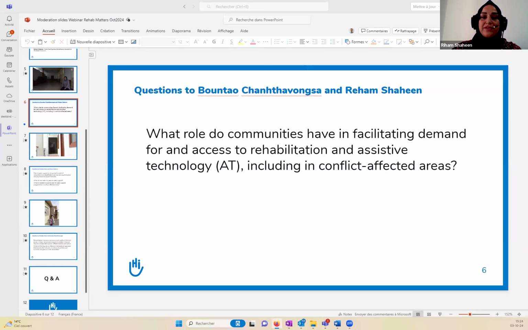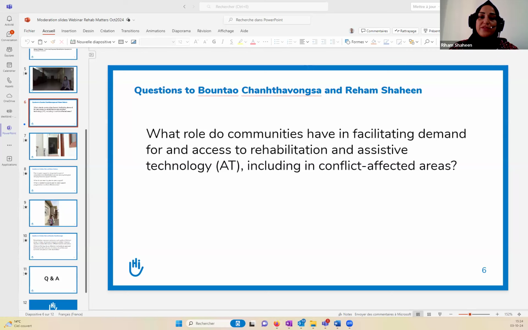In the Middle East, I see the role of the community in increasing awareness about the importance and benefits of rehabilitation in order to improve functional abilities and independence, and also to show the importance of rehabilitation as a means to increase access to services and enhance participation in the community.